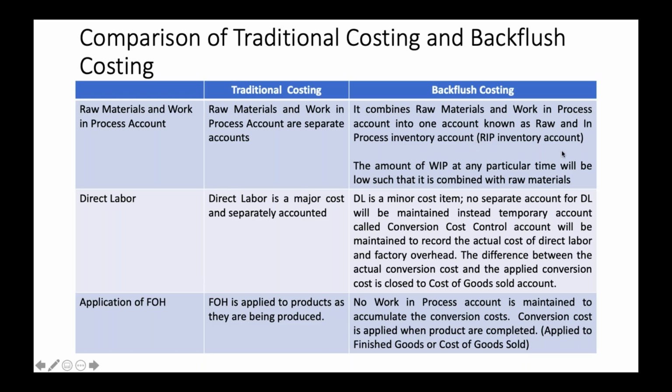Let us recognize that raw materials and work in process are both inventoriable accounts, and combining them is like combining two inventories in one account, and that is the RIP inventory account.